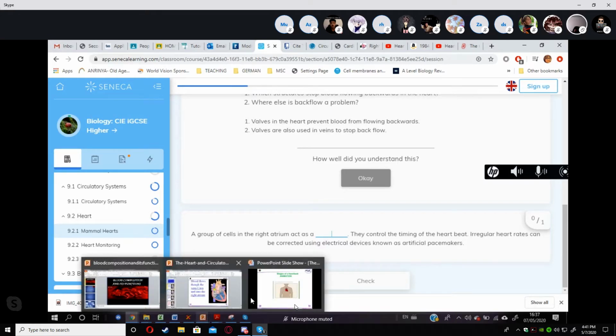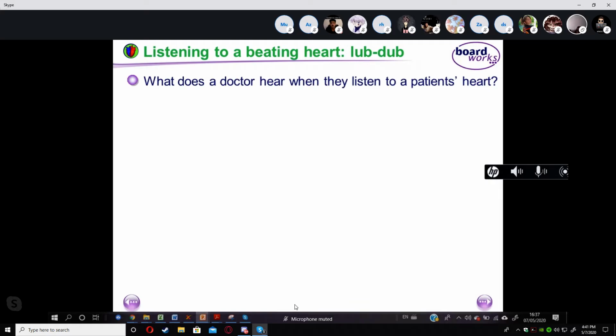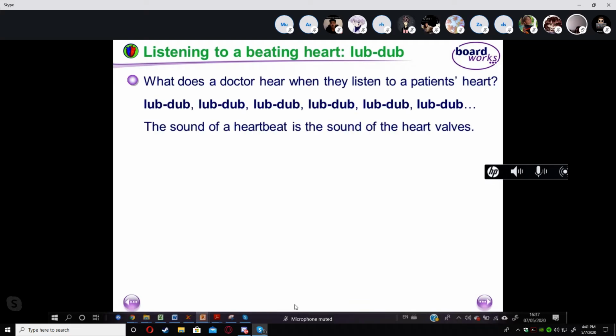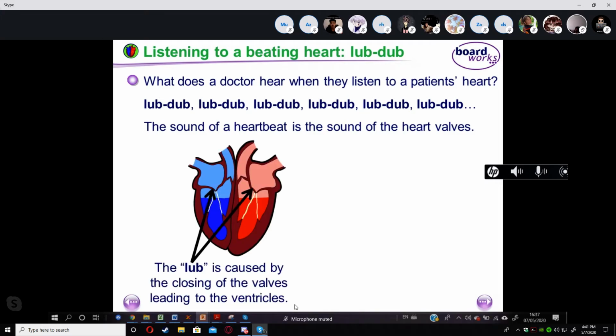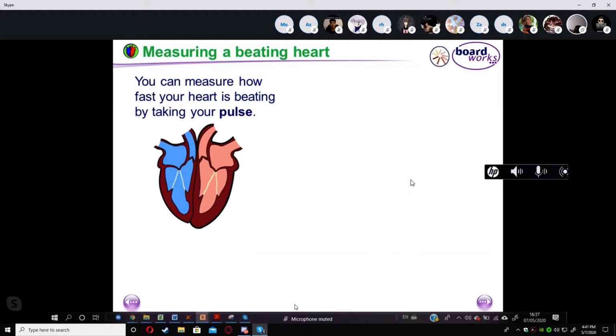Before we get into this, I have to show you something here. We talked about this lub dub, lub dub, lub dub. That is the sound of the heartbeat, or the sound of the heart valves closing. The lub is caused by the closing of the valves leading into the ventricles, and dub is caused by the closing of the valves leading out of the heart. So the closing of these valves produces the sound lub, and the closing of these valves produces the sound dub.